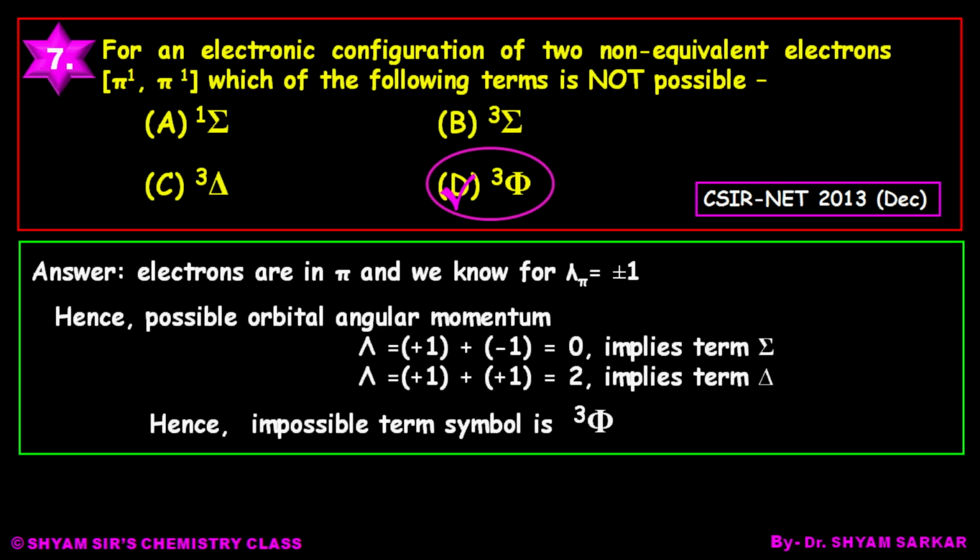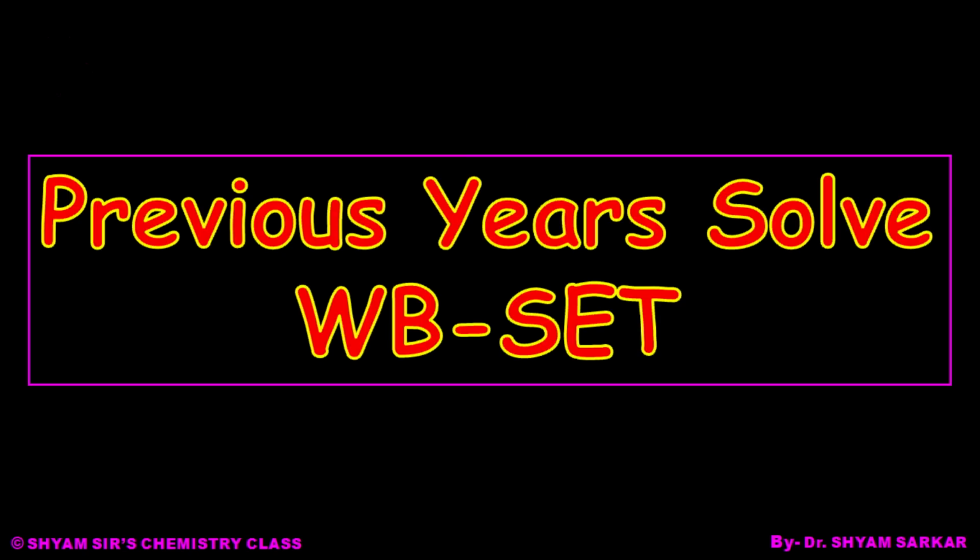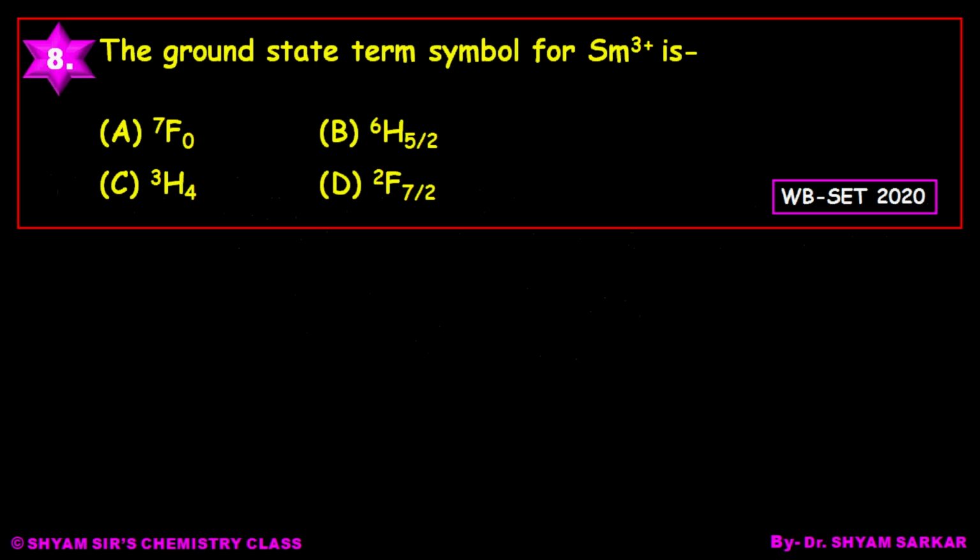Okay, so let's see the next question. Next we will see a question from the previous year's paper of the West Bengal set. The first question of West Bengal set 2020: the ground state term symbol for samarium 3+. So for lanthanides, they asked for the ground state term symbol.